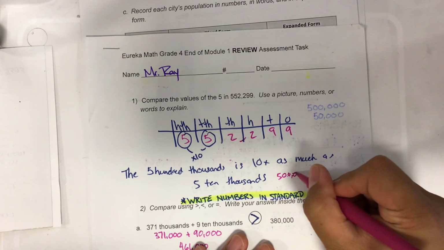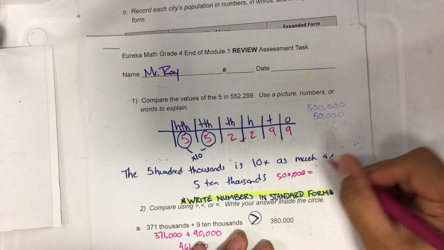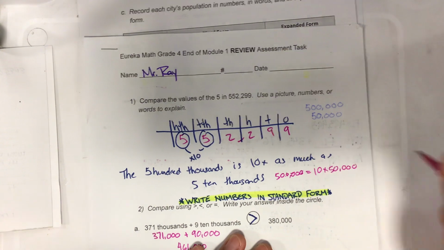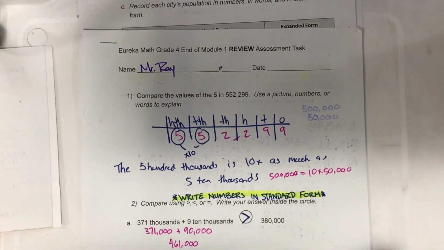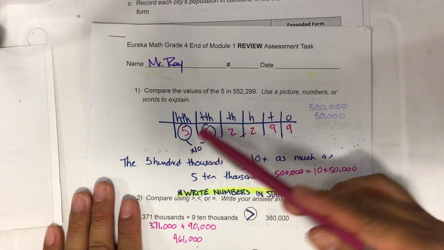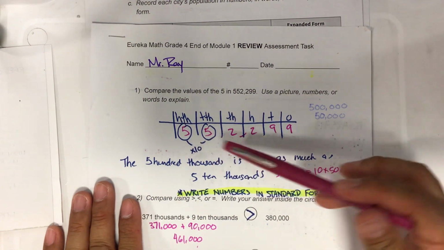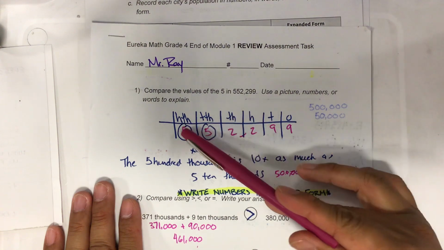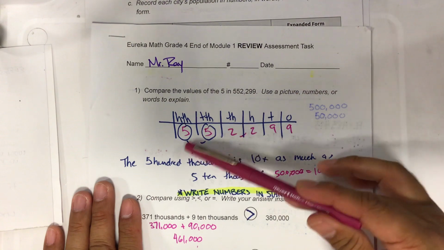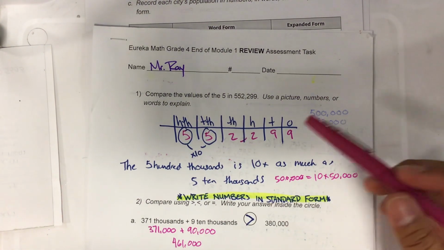500,000 equals 10 times 50,000. Okay, so overall, we're looking for students to understand that two of the same digits that are next to each other will have a relationship of the left number being 10 times as much as the right number, or the values are 10 times greater.